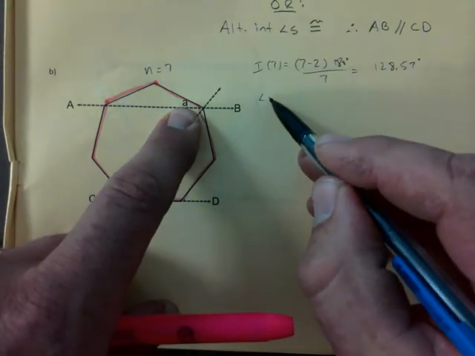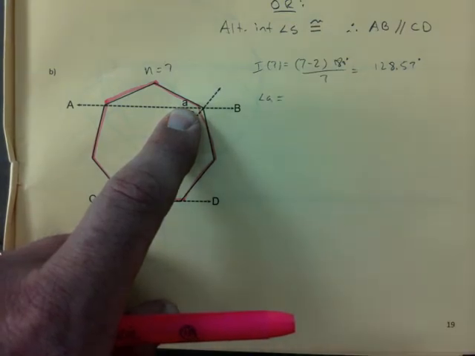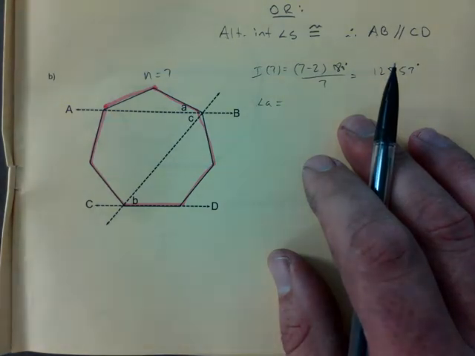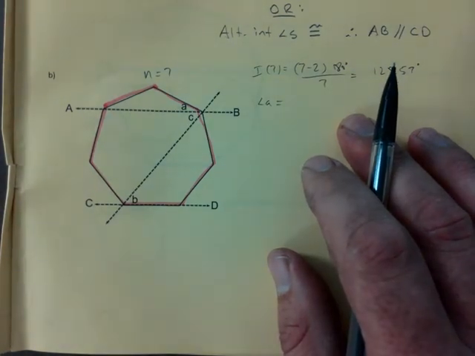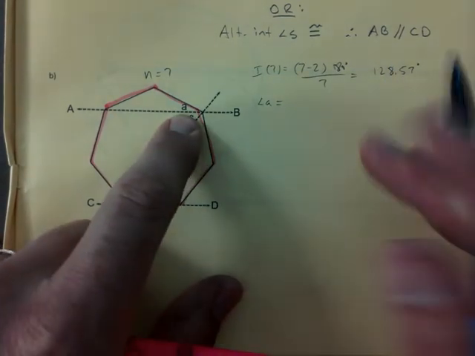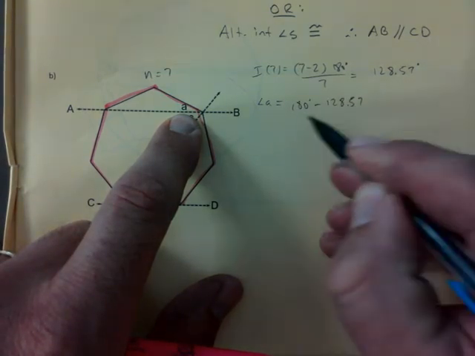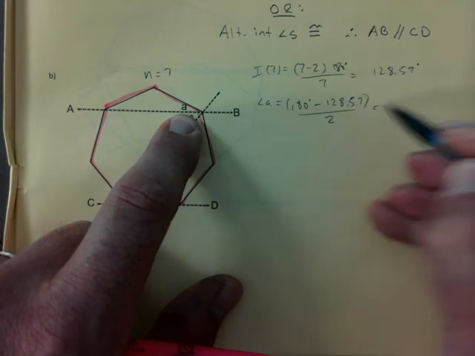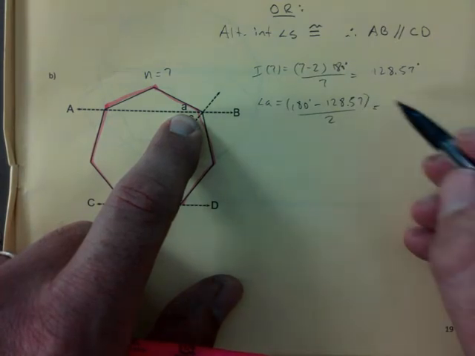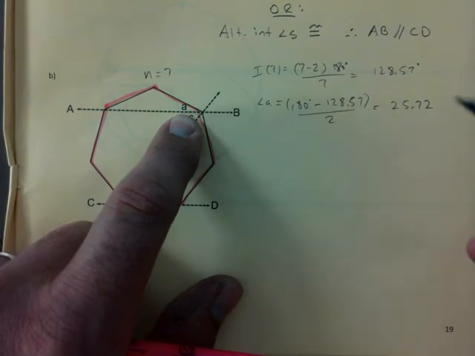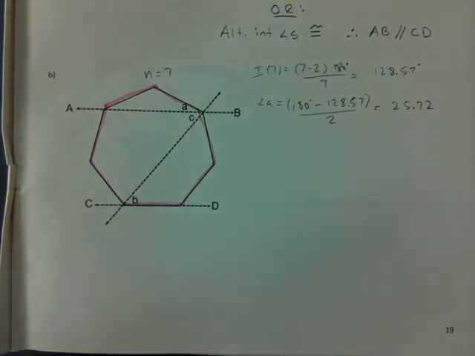Let's figure out angle A. So I'm kind of guiding you through this one. This top one was not guided at all. You had to do everything yourself, so introduce variables yourselves, okay? A is (180 minus 128.57) divided by 2, and that is 25.72. Okay, so you would be getting partial marks as you do this.